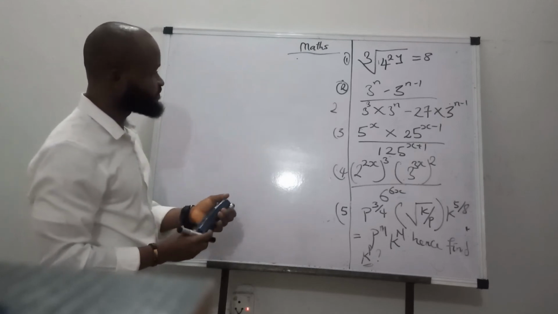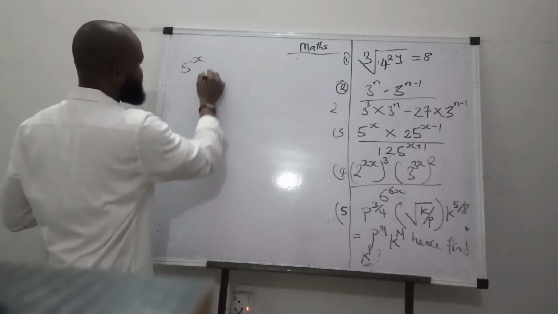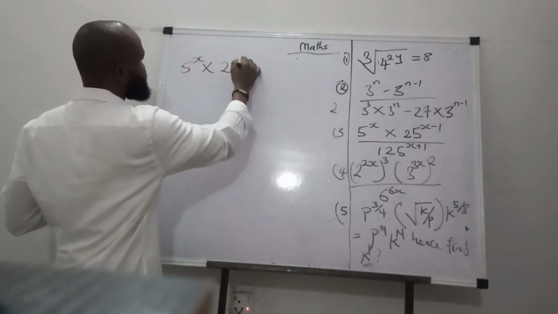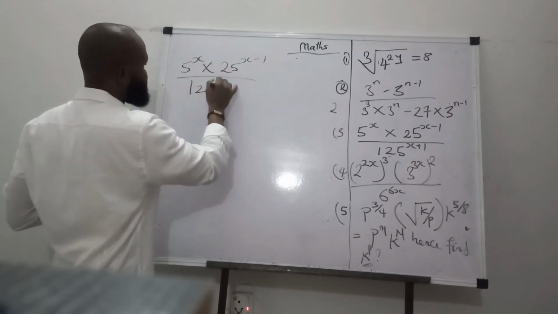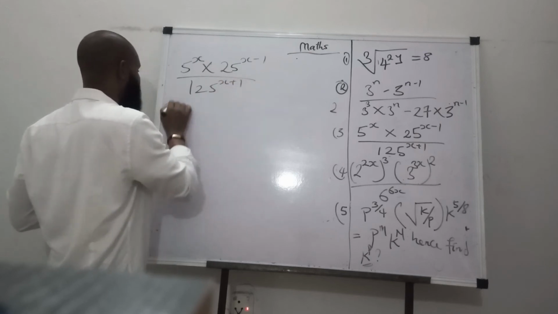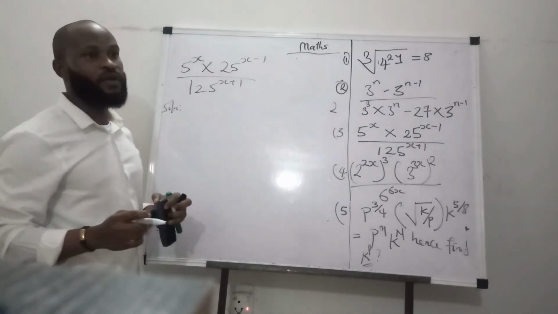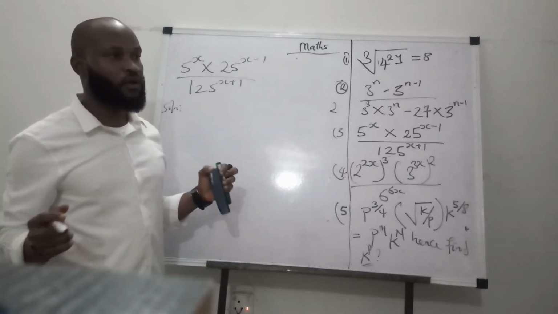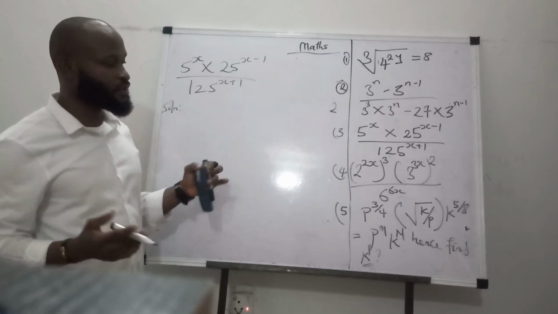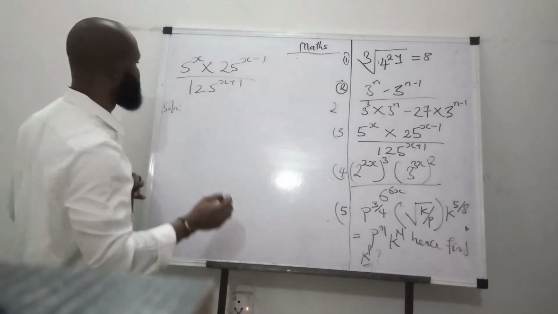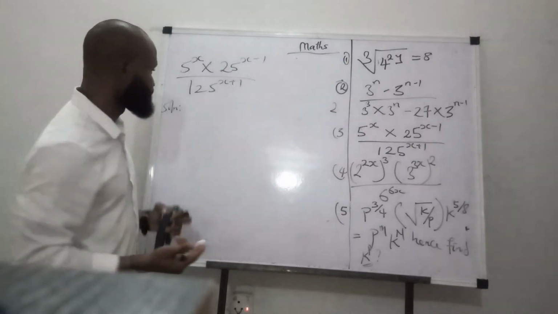Question 3 says 5 raised to the power of x multiply 25 raised to the power of x minus 1, all over 125 raised to the power of x plus 1. Solution. How do we work it out? Remember I have said we are trying to use all of the laws of indices. We are trying to exhaust the laws of indices in this kind of problem. So you must be abreast with the laws of indices before you can work out problems like this.